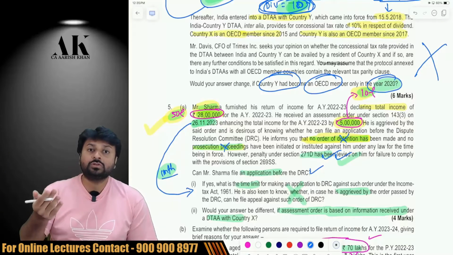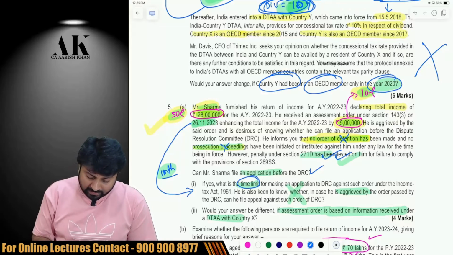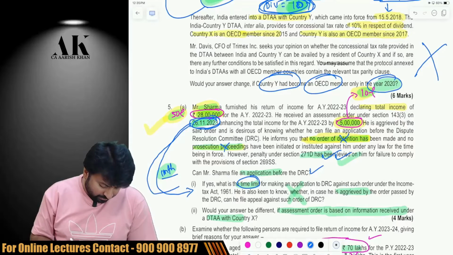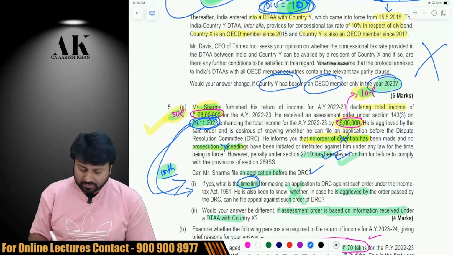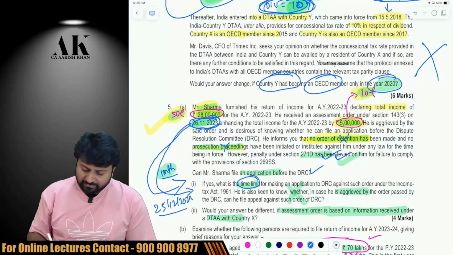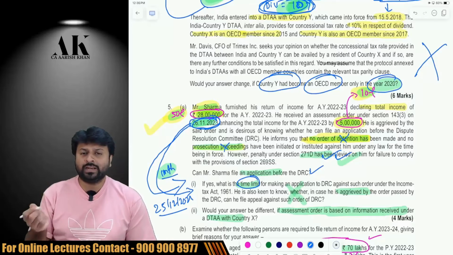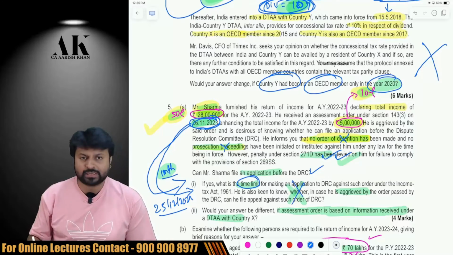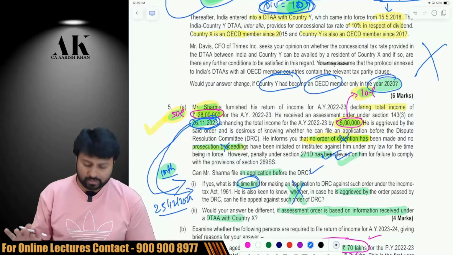Second, by when he should go to DRC? The time limit is within 1 month from the date of order. So whenever the order was passed, within 1 month from that date, you have to go. Okay. So you have to go till 25th of December 2023. Okay. Next, if the order is passed against you, can you file an appeal? Appeal is not possible against DRC order. DRC order is not appealable under the income tax law.